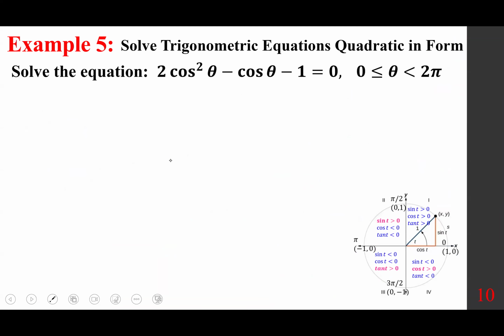All right, we want to solve the trigonometric equation, quadratic in form. The reason it's called quadratic in form is because it's 2 cosine squared theta minus cosine theta minus 1. So this is of second degree. And everybody remembers how to factor quadratic expressions, and if need be, use the quadratic formula to solve it.